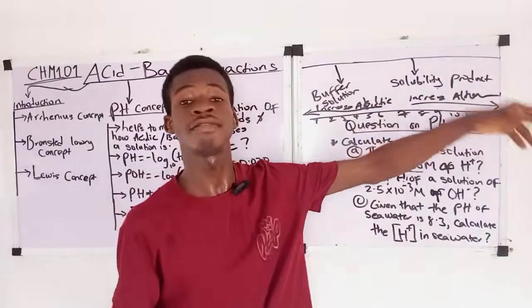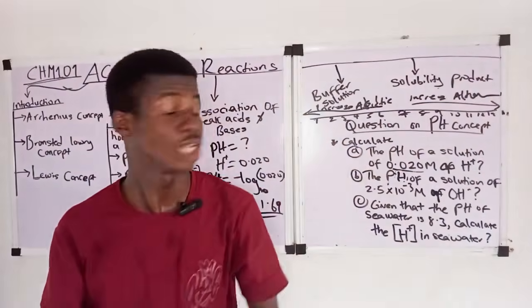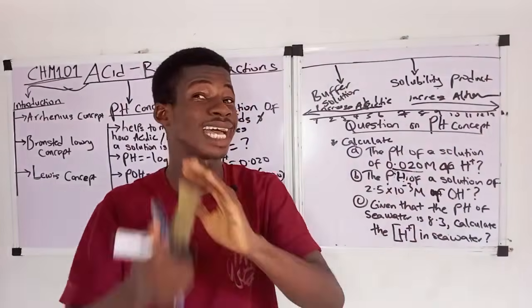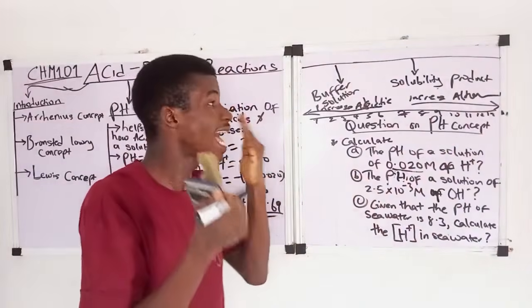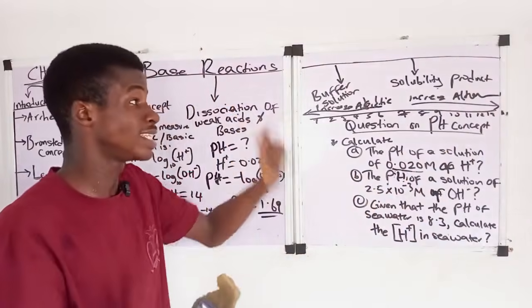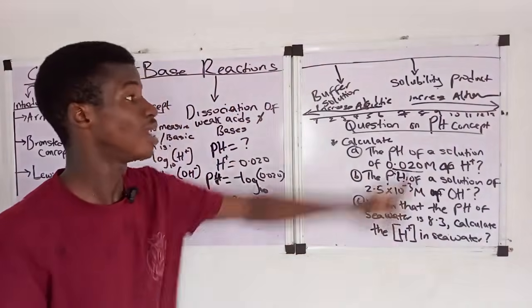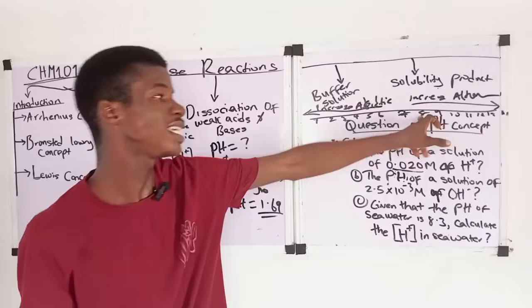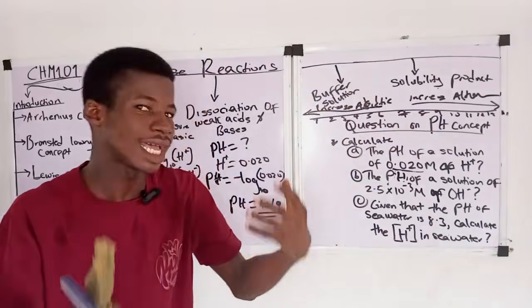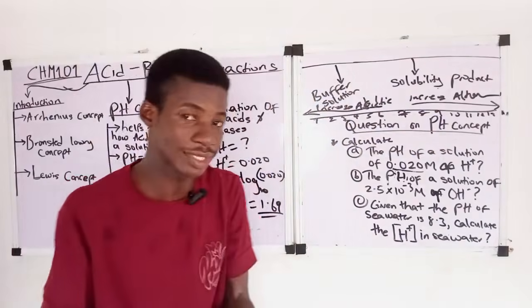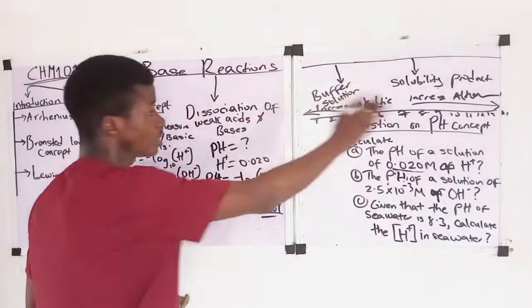The substance that has a pH of 14 has high alkalinity. The substance is highly basic, while the substance that has a pH of 8 or 9 is not that alkaline. So this is very important.